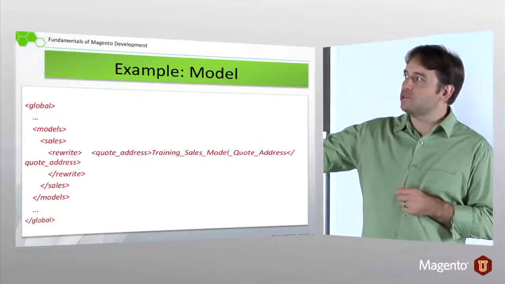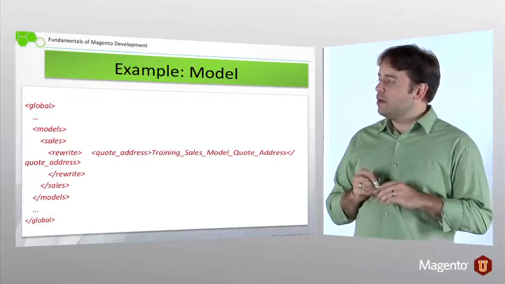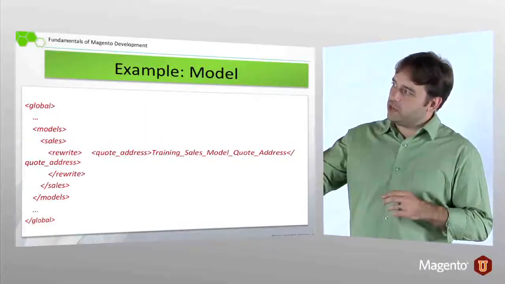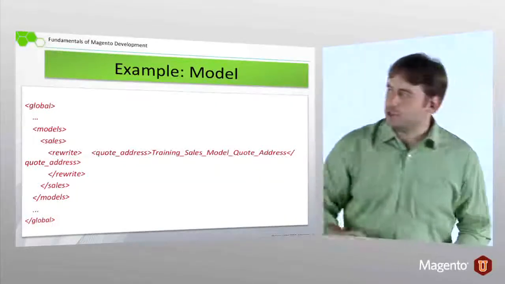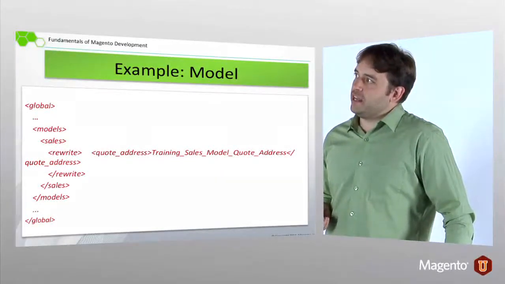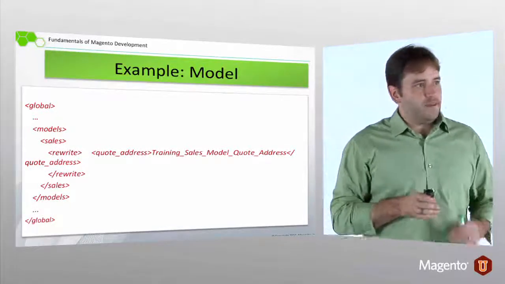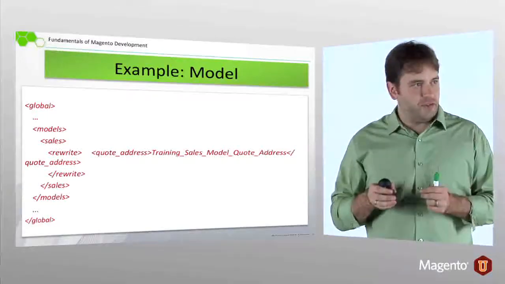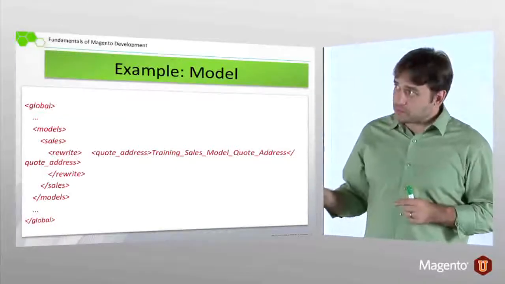So we have global model sales rewrite quote underscore address. If you are paying attention, you'll see that the sales node should mean something to you. So basically, where that node is originally defined is in the Mage sales configuration file. So if you look in app code core Mage sales etc config XML, and you grep through that file, you'll see this path.